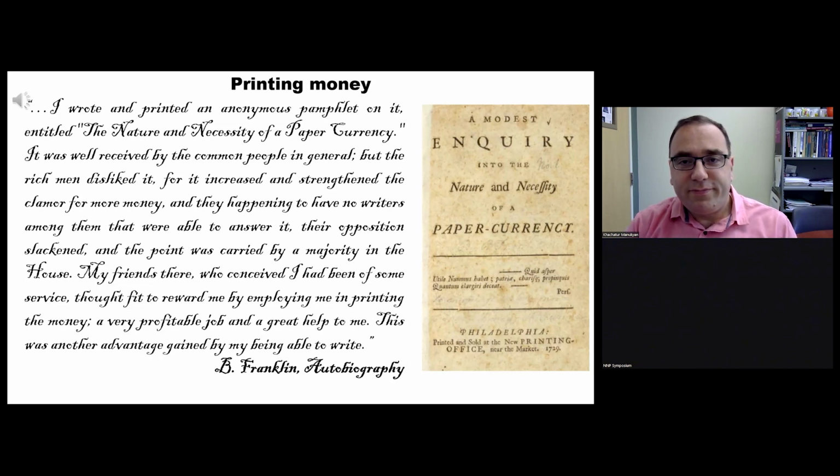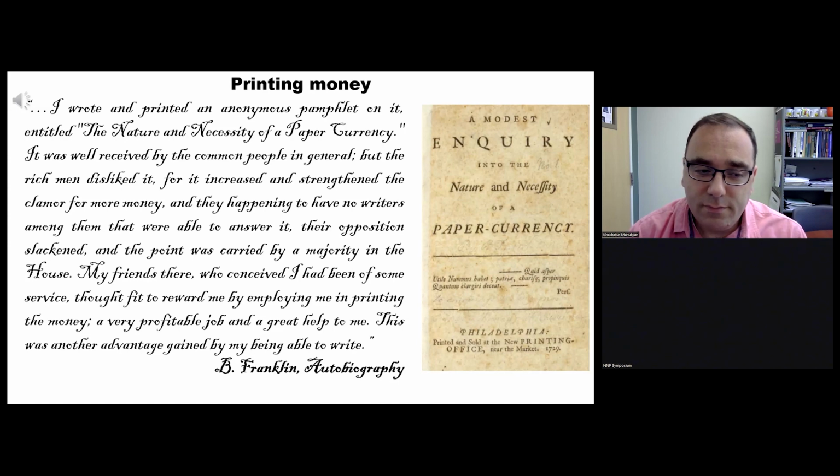And printed an anonymous pamphlet on it entitled "The Nature and Necessity of a Paper Currency." It was well received by the common people in general, but the rich men disliked it, for it increased and strengthened the clamor for more money, and they, happening to have no writers among them that were able to answer it, their opposition slackened, and the point was carried by a majority in the House. My friends there, who conceived I had been of some service, thought fit to reward me by employing me in printing the money, a very profitable job and a great help to me. This was another advantage gained by my being able to write.